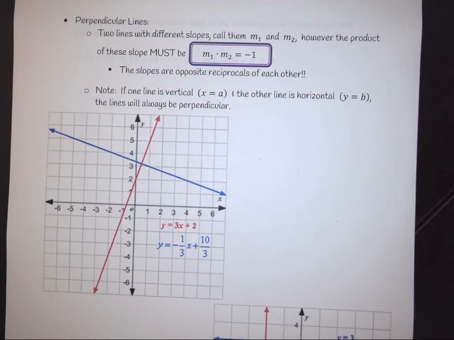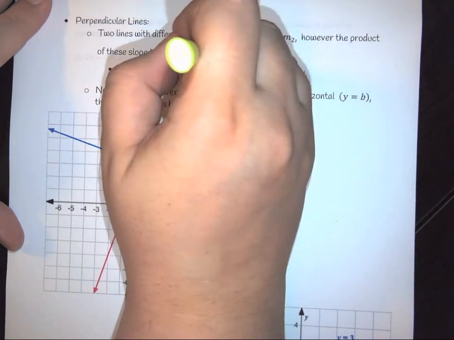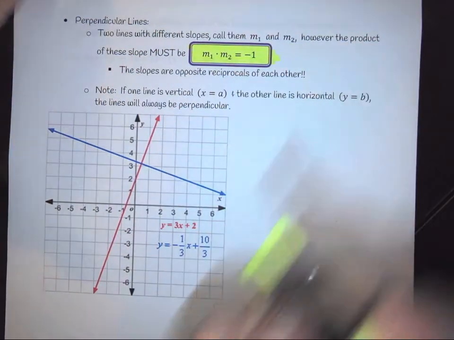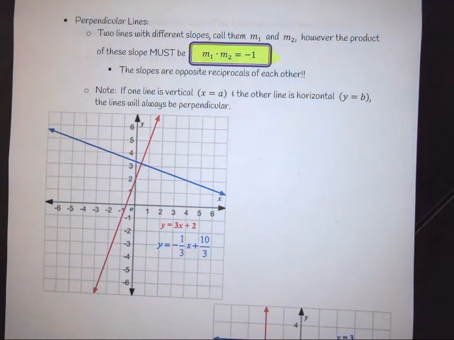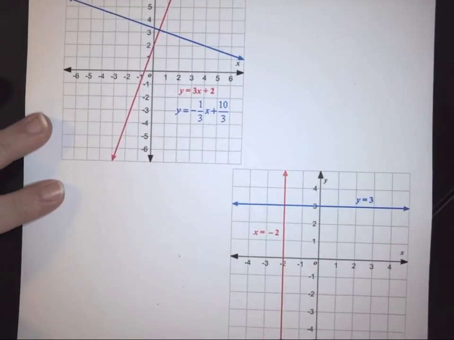Now, the biggest rule that we use in order to test this, or the easiest one to use, is this one here, where you take your first slope, multiply it by your second slope, and you're looking to see if they equal -1. If that is true, then you have perpendicular lines. If that is false, then you do not have perpendicular lines. So with perpendicular, the only thing that matters is your slope.